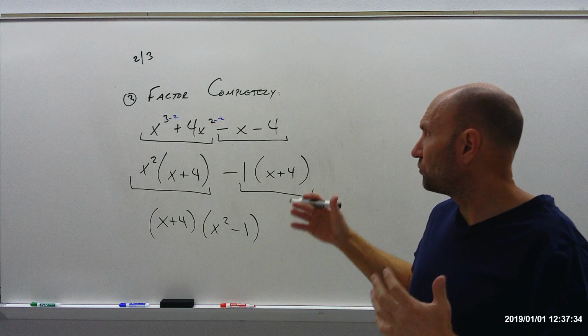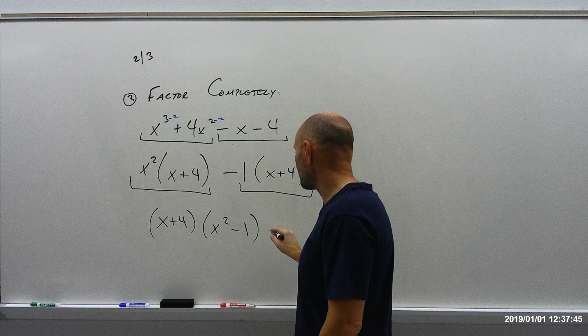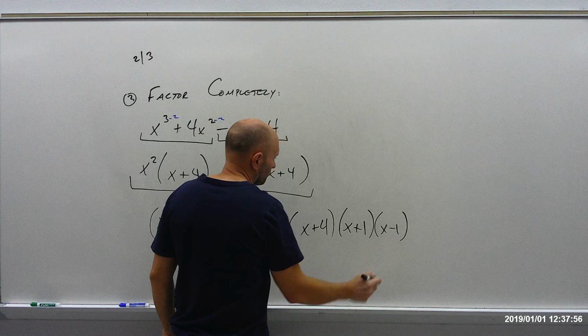So I have two things in this problem. First off, four terms, factor by grouping. Two terms with a squared and a minus, difference of squares. So this guy actually factors into what? We have our x plus 4 from here, but this piece, difference of squares, factors into x plus 1, x minus 1. So that should be your final answer. That is factored completely.